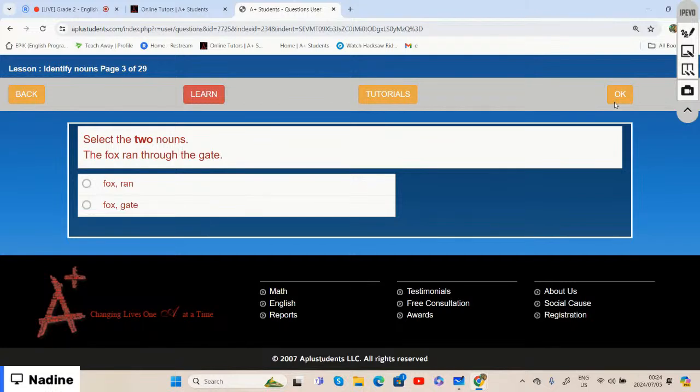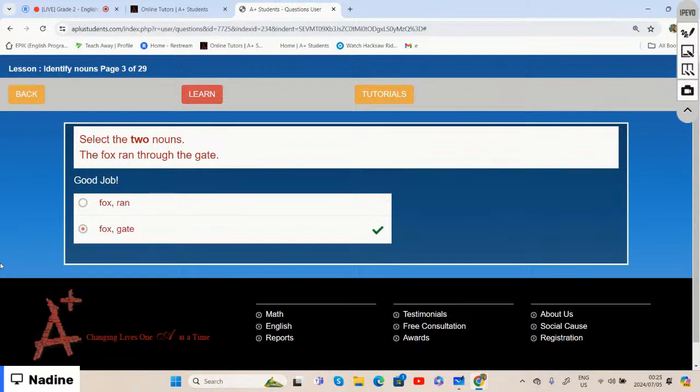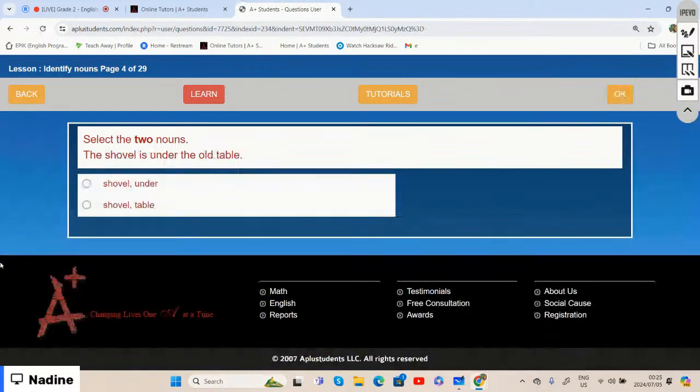All right. So if we were to select the two nouns within the sentence that says the fox ran through the gate, then we will choose fox and gate. Fox names an animal, and gate tells us where, so it is a place. So well done. Fox and gate is correct. Option two is correct.